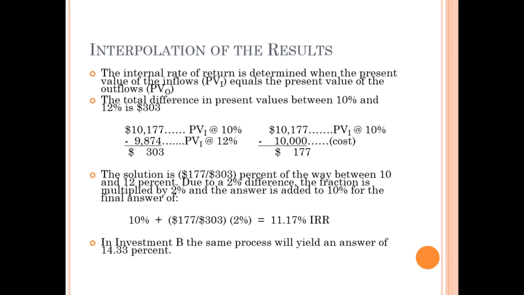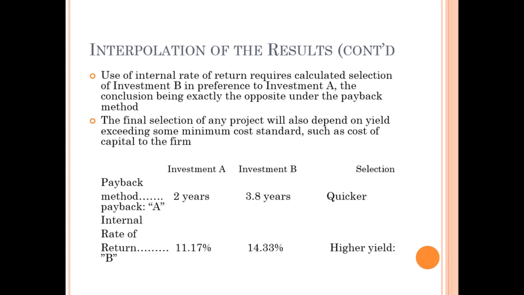There's more showing this. As I said, it's good to know this, to look at it for the internal rate of return. I will not quiz you on it through this course, though. The use of internal rate of return requires selection of Investment B and preference to A, the conclusion being exactly the opposite under the payback method. And part 2.